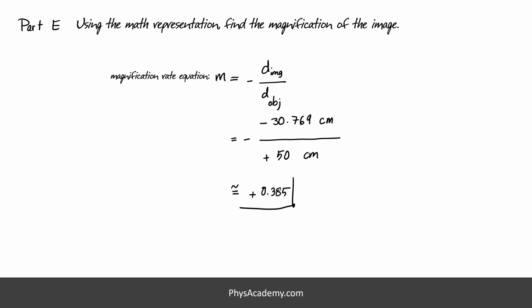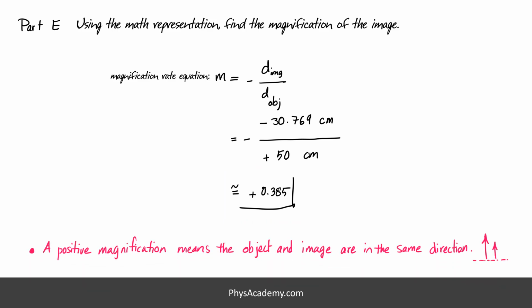Let's check our answer. Since the image and the object are both on top and pointed in the same direction, in other words, the image is upright with respect to the object, we were expecting a positive value for the magnification. Also, we expected a number below 1 for the magnification since the image is shorter than the object.